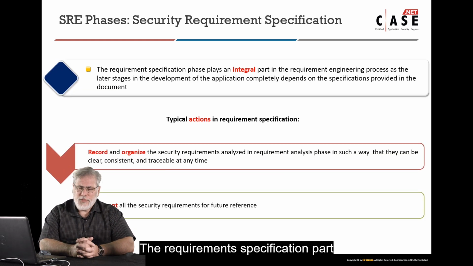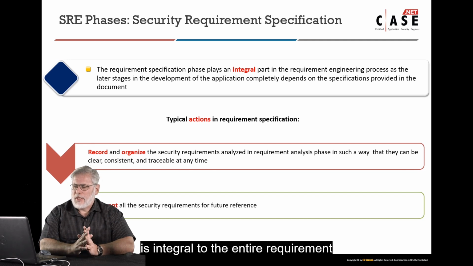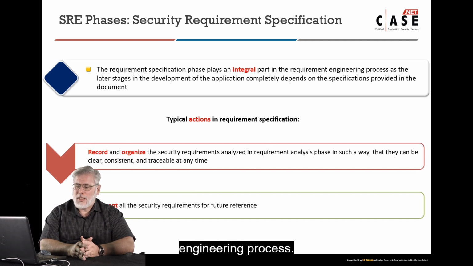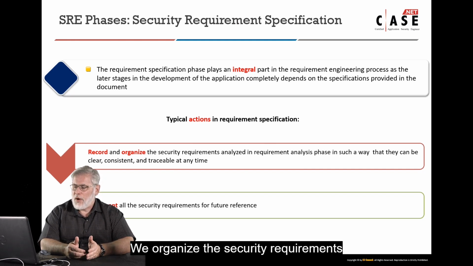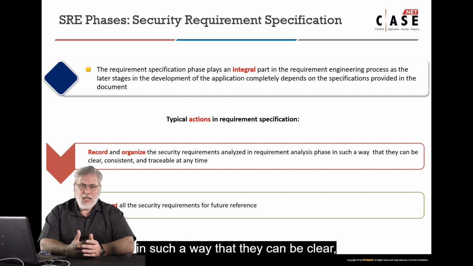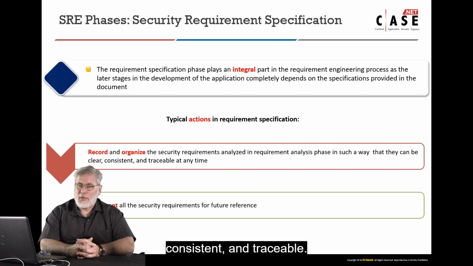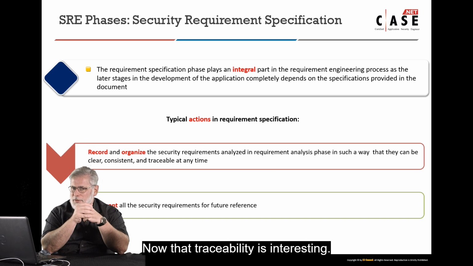The requirement specification part is integral to the entire requirement engineering process. We look for actions in our requirement specification. We organize the security requirements in such a way that they can be clear, consistent, and traceable. Now, that traceability is interesting.